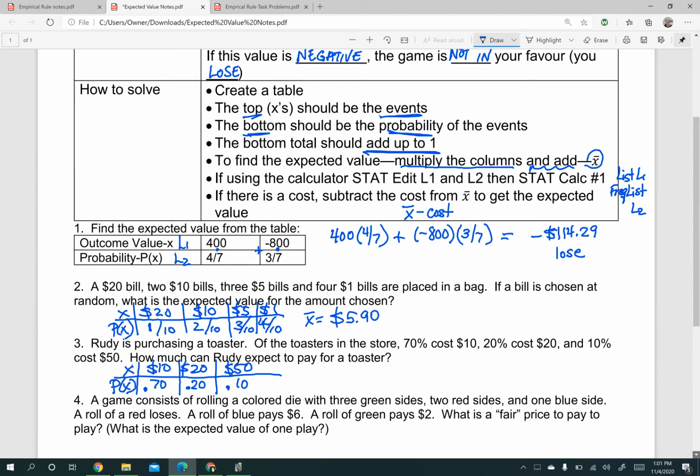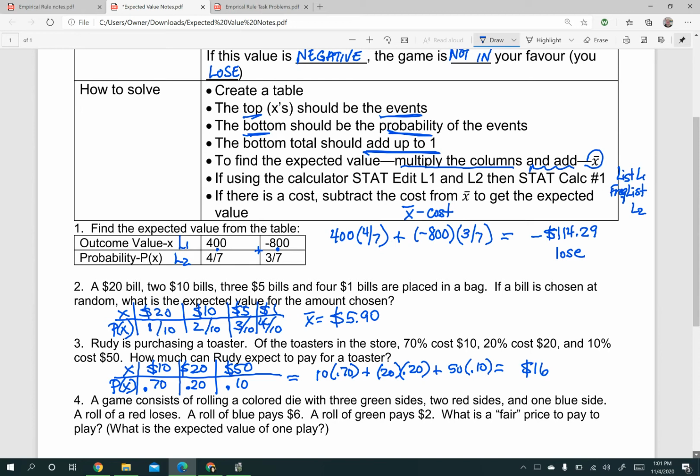So what we should have done, make sure, is we have 1 here. So 70, 90, and 10. So that's okay. So we could do this one by hand if we wanted to. We could do 10 times 0.70 plus 20 times 0.20 plus 50 times 0.10. And we should get the value to be $16. Okay.